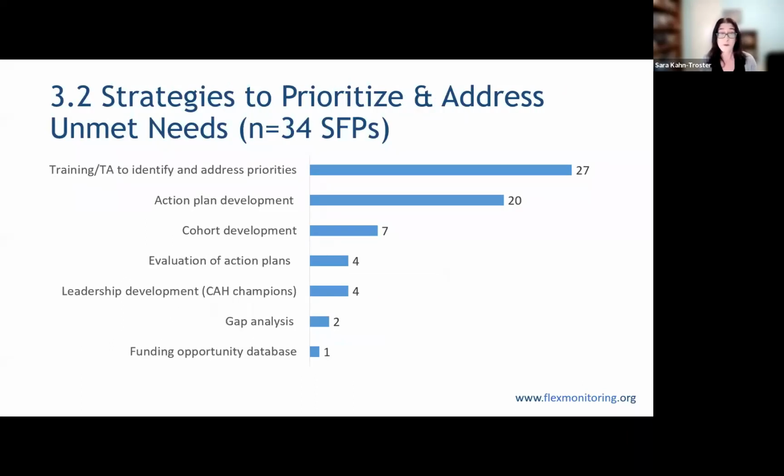34 states proposed programming that fit under activity category 3.2. The most common interventions involve training or technical assistance to develop strategies to prioritize and address unmet needs, followed by assistance to CAHs to formalize those strategies into action plans.